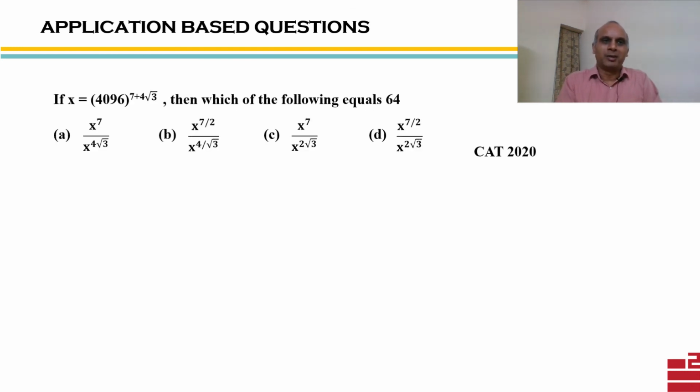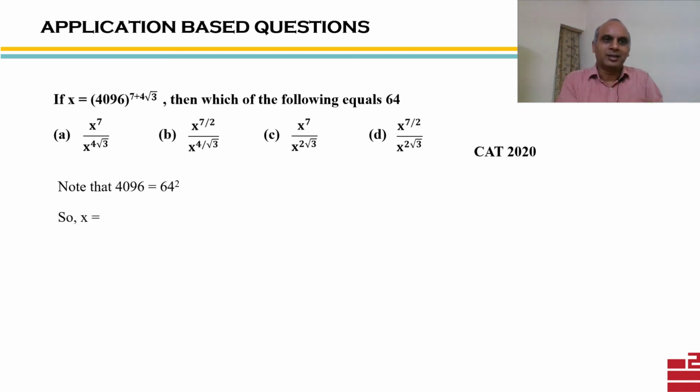One last problem, and this is an actual CAT problem, a very recent problem in CAT. So first of all, we should realize that 4096 is 64 square. And that's the first challenge. To know that 64 square is 4096 or vice versa, you should know Vedic maths. We already have a video on Vedic maths. You can watch that and come back to this question. Now, 4096 is equal to 64 square.